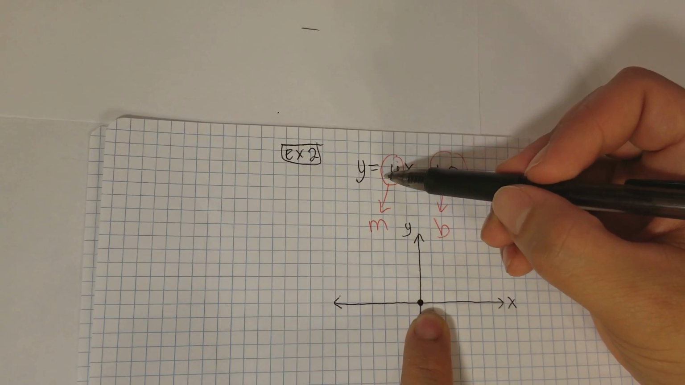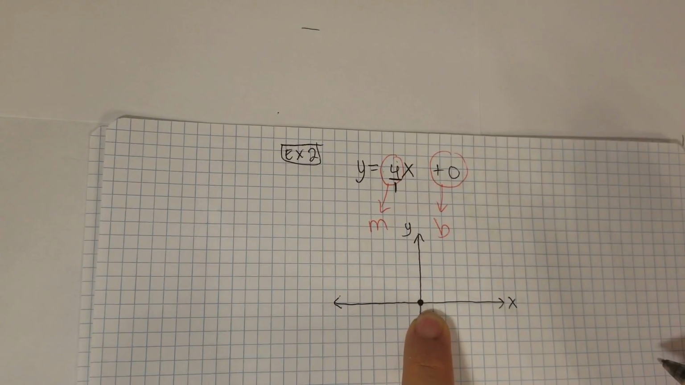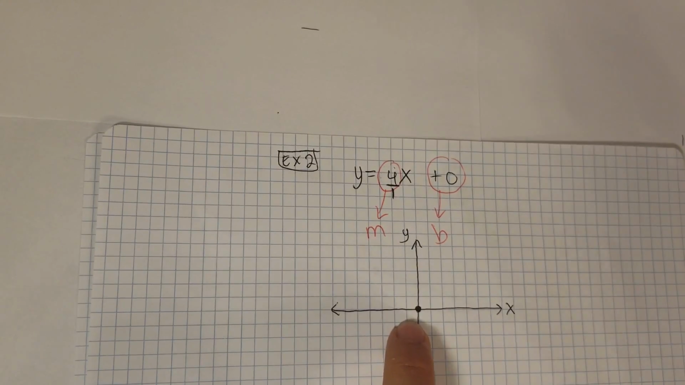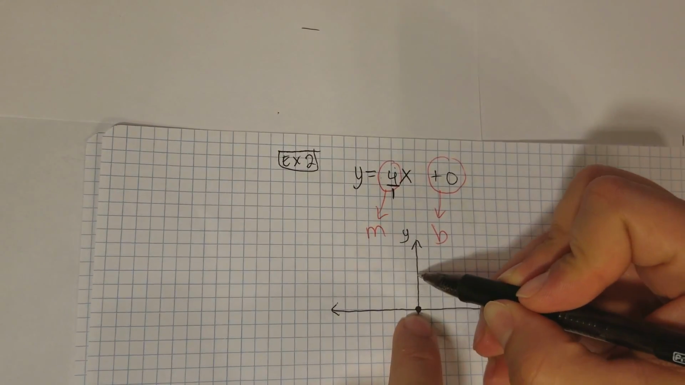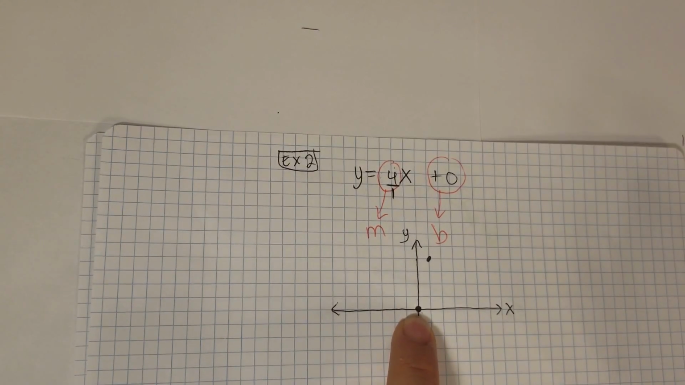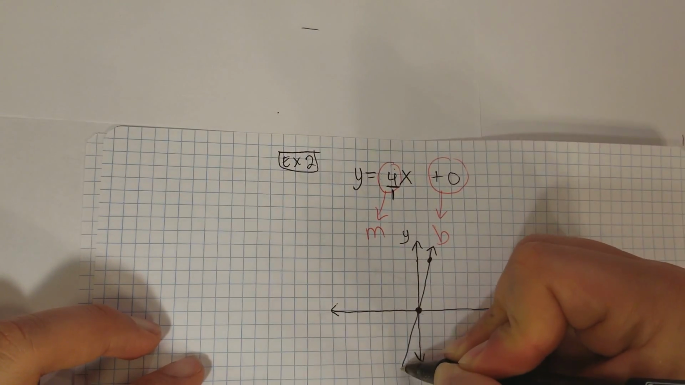Wait a minute, I want to write that as a fraction though. In order for us to write 4 as a fraction, I could always put this over 1. If you put it over 1, it doesn't change anything. So basically 4 is the same thing as 4 over 1, or 4 divided by 1. Starting at the origin, we're going to go up 4 because it's positive, up 1, 2, 3, 4, over to the right 1, boom, there's our next point. If you connect the dots, you have your graph of your linear equation.